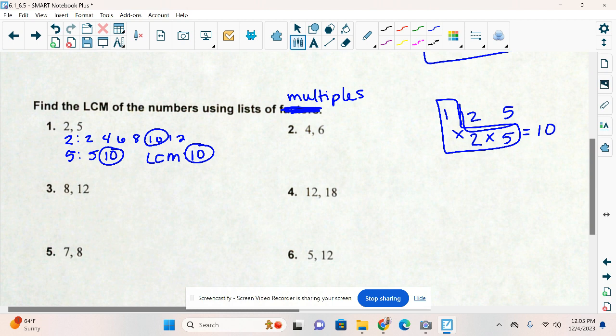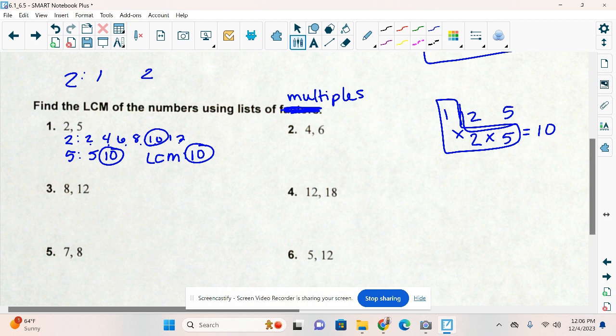So factors are the numbers that multiply to get that number. Like the factors of 2 are the only ways you multiply to get 2, which is 1 and 2. The multiples are the skip counting, the products of 2. Does that make sense?